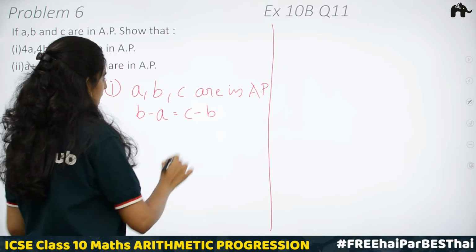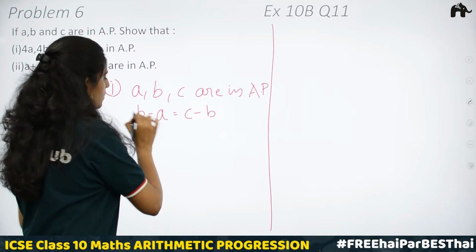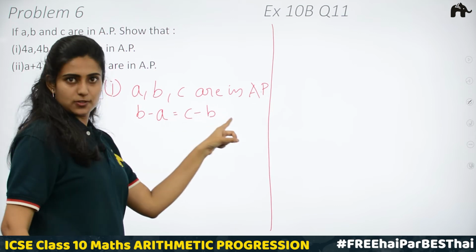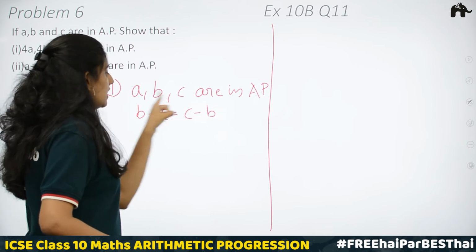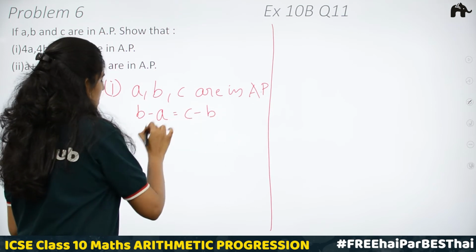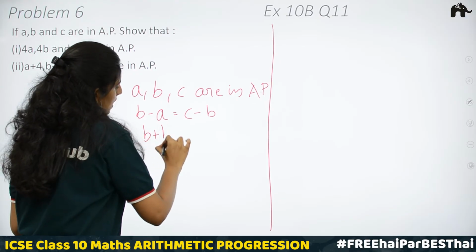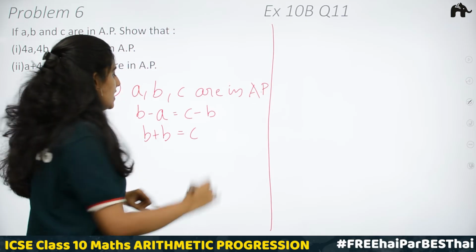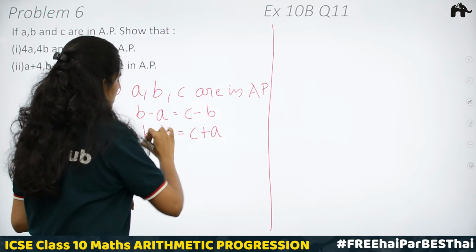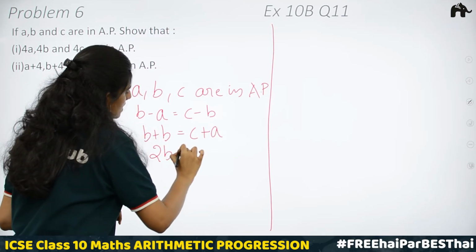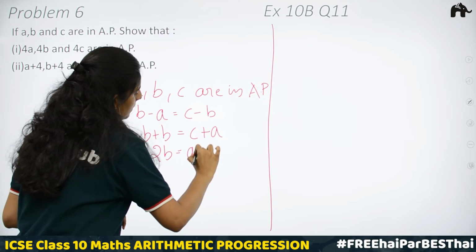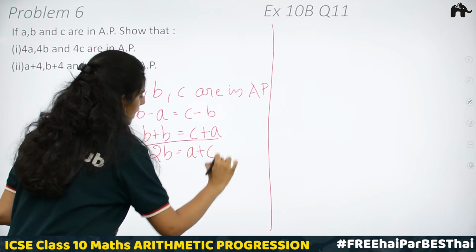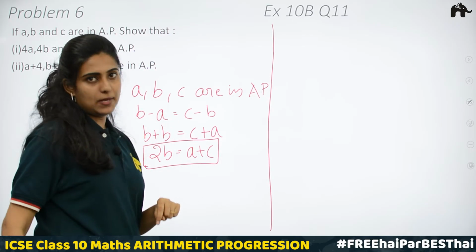From this we can write, I am taking this minus B to the opposite side and minus A to the opposite side. When minus B is taken to LHS, it becomes plus B. B plus B is equal to C. Minus A taken to the opposite side becomes plus A. This can be written as 2B is equal to A plus C. Okay, 2B is equal to A plus C.